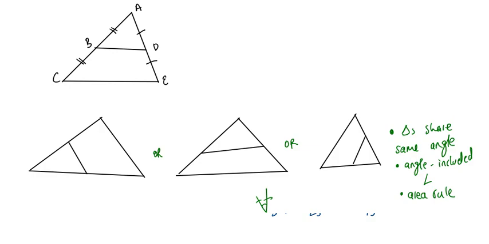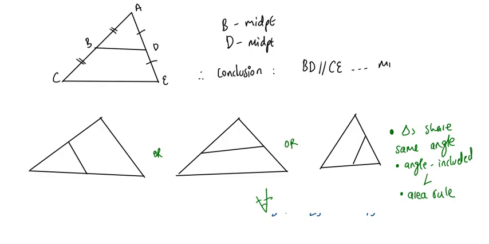Well, if we have a case like that, that means B is the midpoint. Same on this side, D is also the midpoint. So because of this, guys, our deduction is that, therefore, BD will be parallel to CE. Our reason will be the midpoint theorem. Remember we did this in grade 10, ne? So the conclusion is that BD must be parallel to CE.